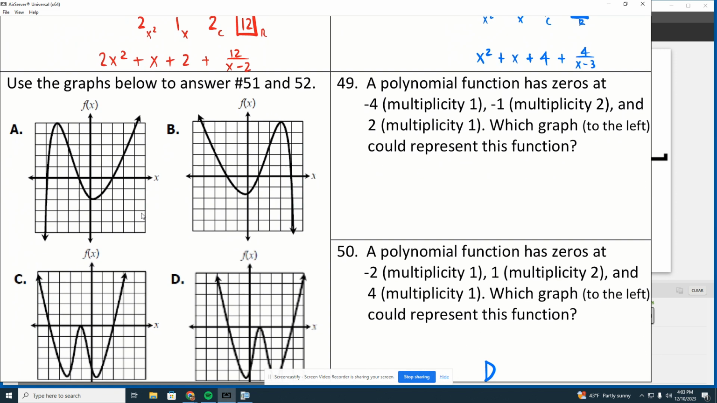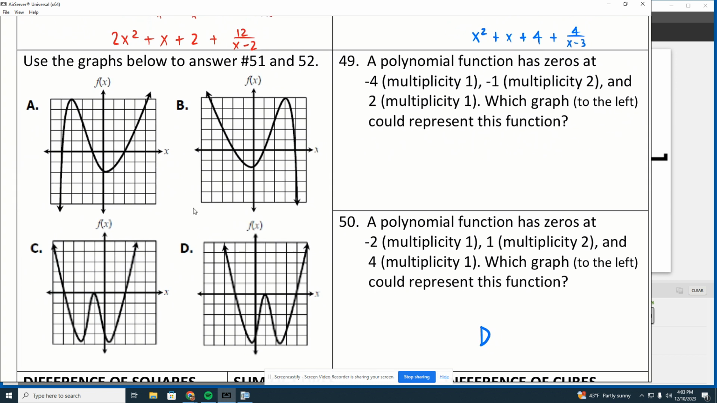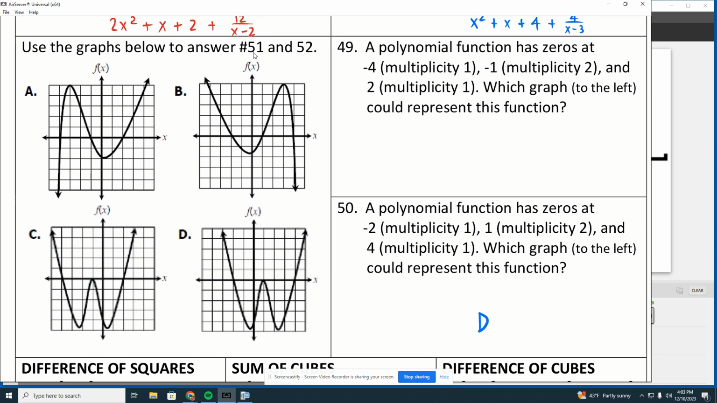Let's move along here. As you can see, and this is written wrong, I forgot to change this. This should say 49 and 50. Use that on these two. So I've already answered 50 for you, but look at 49, and then you can see 50. It says a polynomial has zeros at negative 4 with a multiplicity of 1.